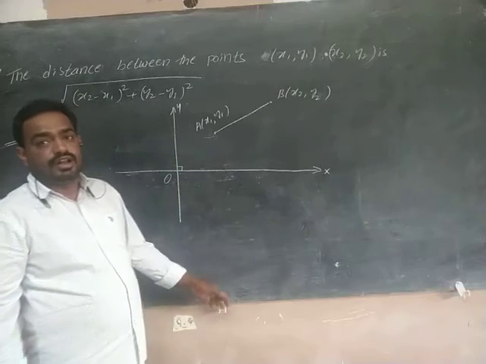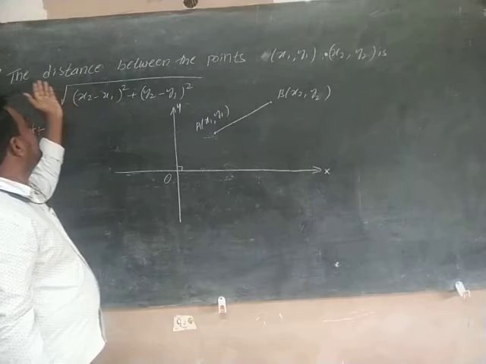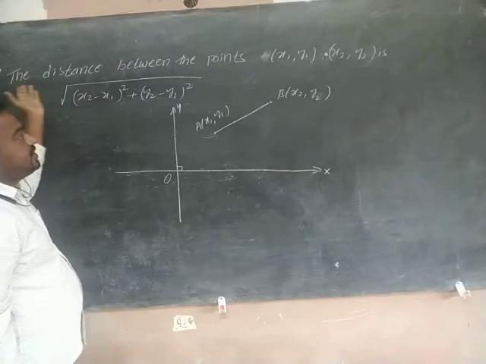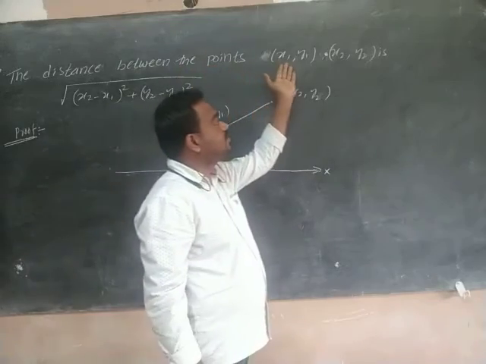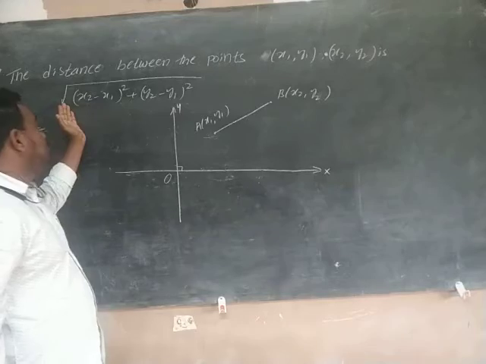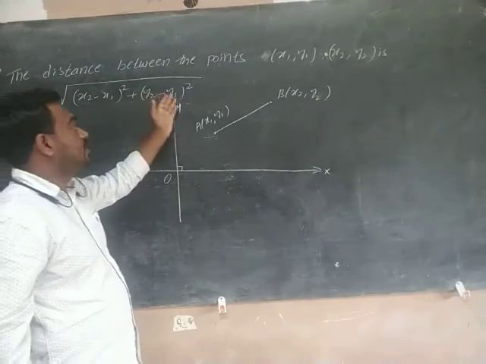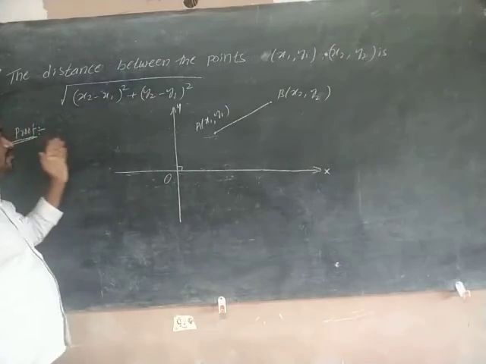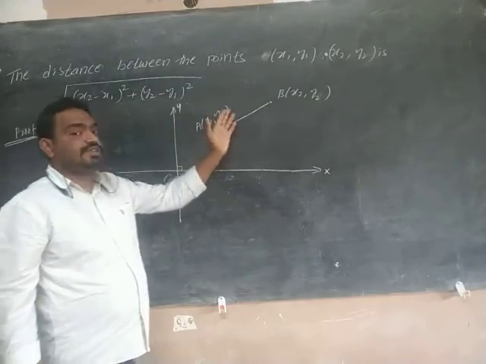Today I am explaining the distance formula. The distance between the 2 points (x1, y1) and (x2, y2) is the square root of (x2 minus x1) whole square plus (y2 minus y1) whole square. So how are we finding the distance between the 2 points formula?